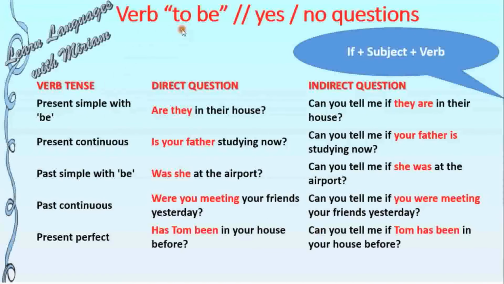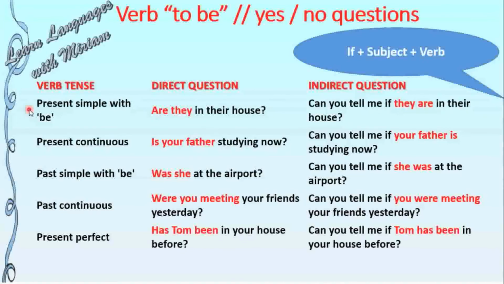With the verb to be, let's see yes or no questions. Pay attention. First, we write if, then the subject, and then the verb. Look here. Can you tell me? First, we write the beginning, then if, then the subject they, and then the verb are, plus the complements.